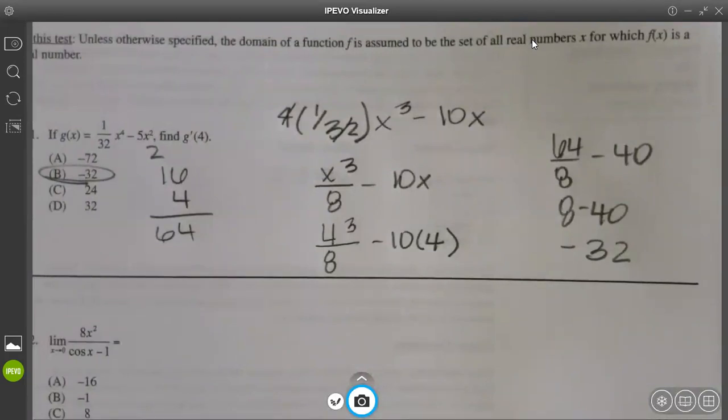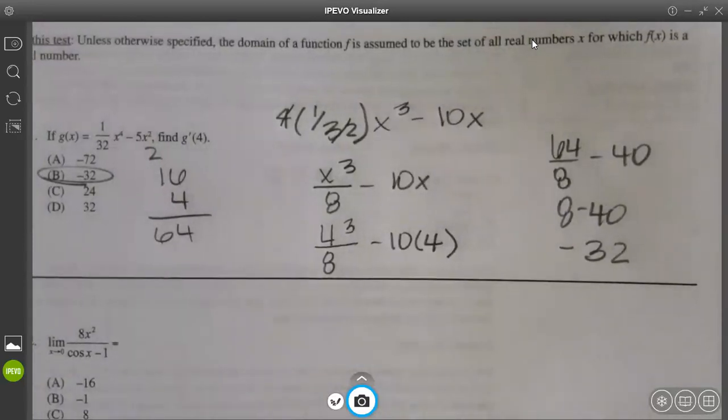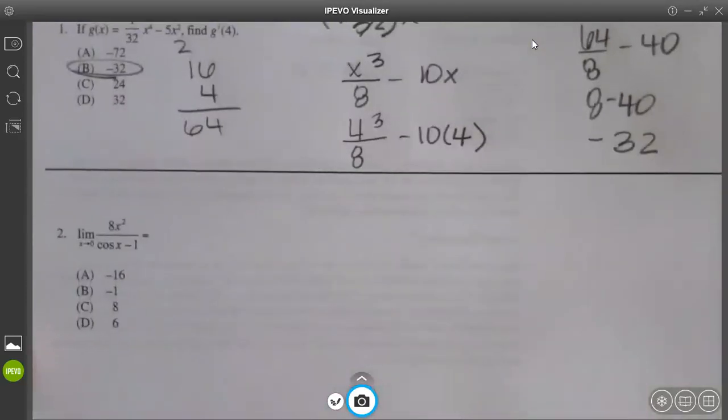What did I tell you was going to be your big problem? Yeah, not the calculus part. Not the calculus part. Didn't do the derivative at all. All right. Yeah, remember that prime is the derivative. All right, look at your next one.